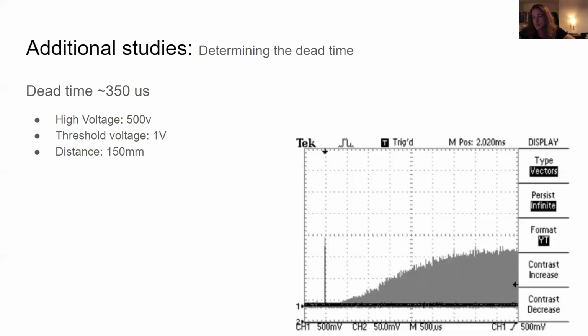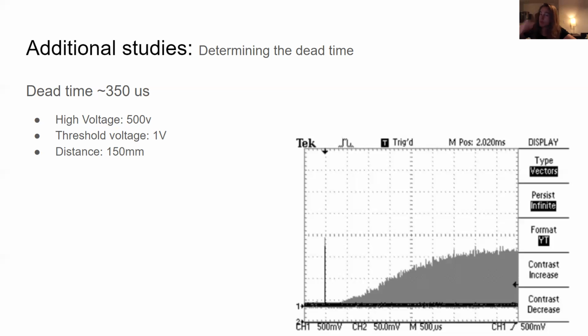And here with the settings that you see, the high voltage 500 volts, the threshold voltage at 1 volt, which we can tell from the graph, and the source a distance of 15 centimeters away, we measure the dead time to be roughly 350 microseconds. We could get a more accurate value if we use the cursors on the oscilloscope, or save the trace data and graph that in Python or something. But nonetheless, this is roughly the dead time we have.